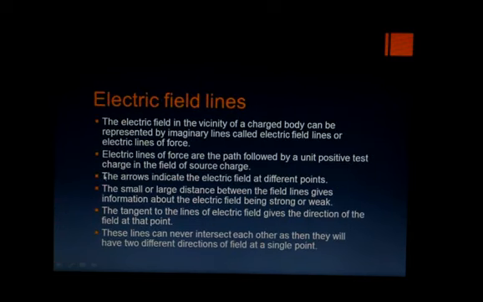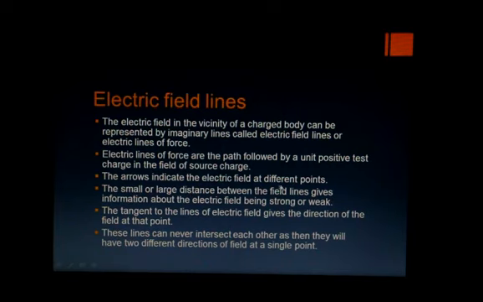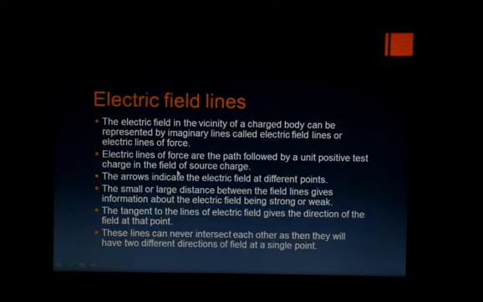Electric lines of force are the path followed by a unit positive test charge in the field of a source charge. Here you notice that if we take one charge that is the source and the other one is the test charge, then the lines of force represent the direction of the field. The arrows indicate the electric field at different points. At every point in the region, the direction of the field could be represented by putting an arrowhead on the lines.